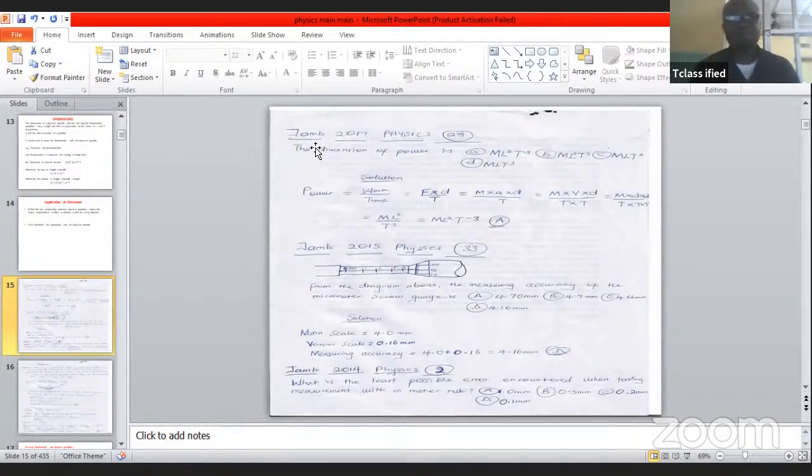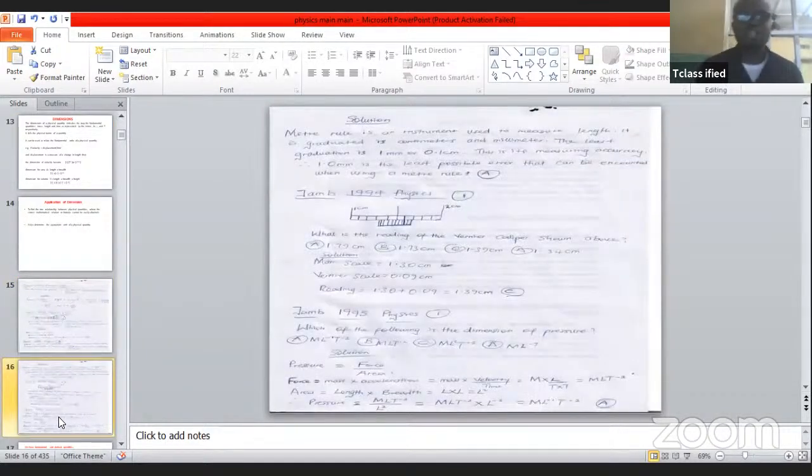Okay, so you can see this is from JAMB 2017 physics. These are JAMB 2015 physics. This is JAMB 2014. So all these are questions that we've gone in to find out. This is JAMB 1995. So we are going to be solving all these problems.